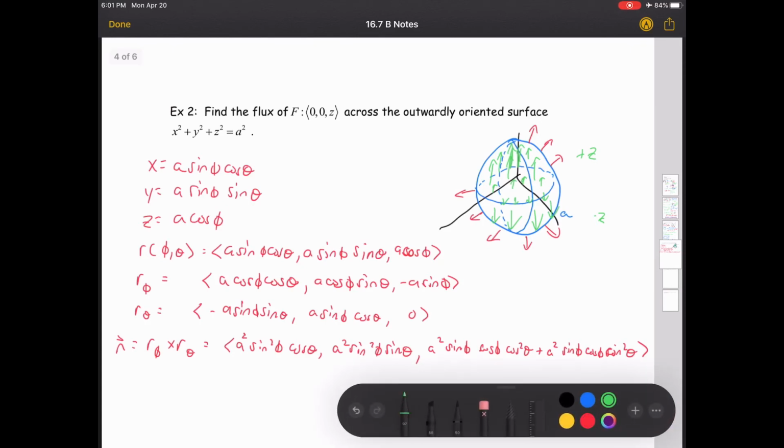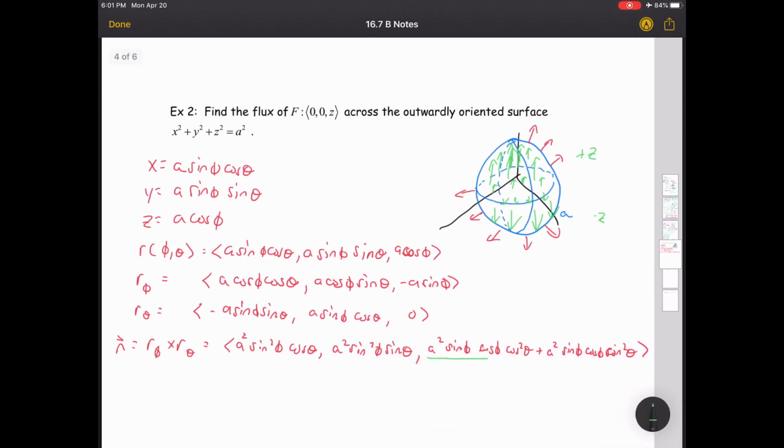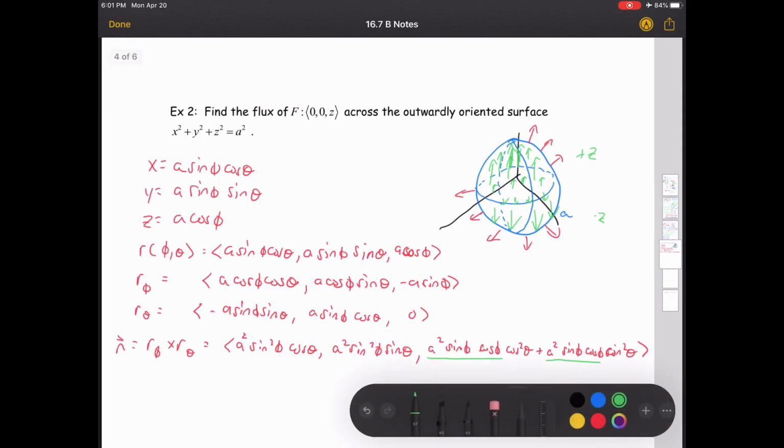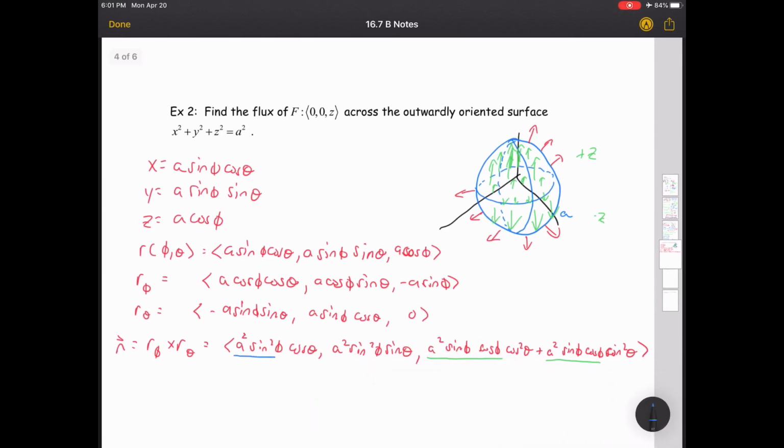All right, hopefully what you see here is that in this last piece I've got a squared sine phi cosine phi, a squared sine phi cosine phi, and what I have left over is cosine squared plus sine squared of theta. That is a good thing because that's just going to give you 1, so we're basically going to get rid of the cosine squared and the sine squared of theta. But what you should also notice is that within every term I have a squared sine phi. I'm going to have one of those in everything.